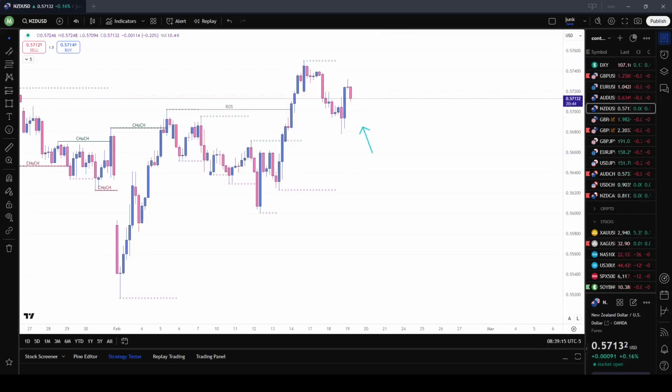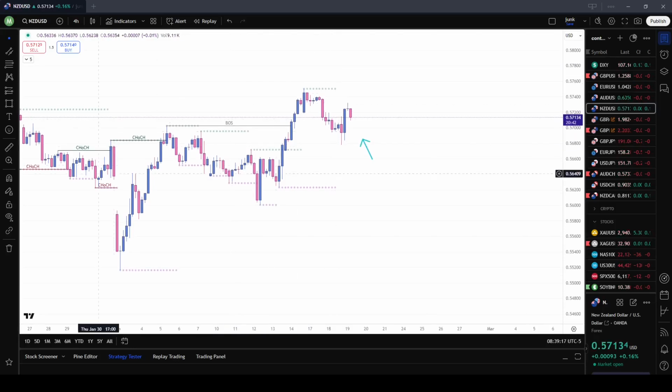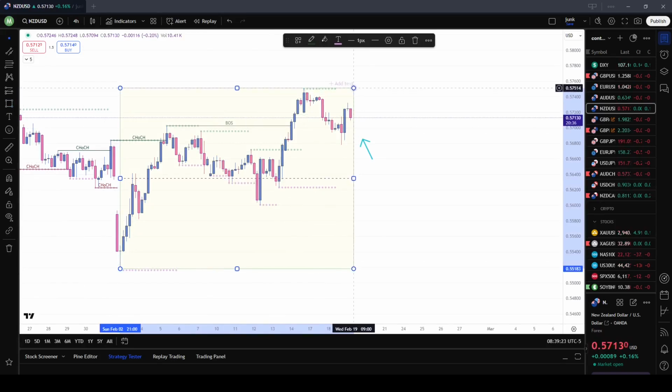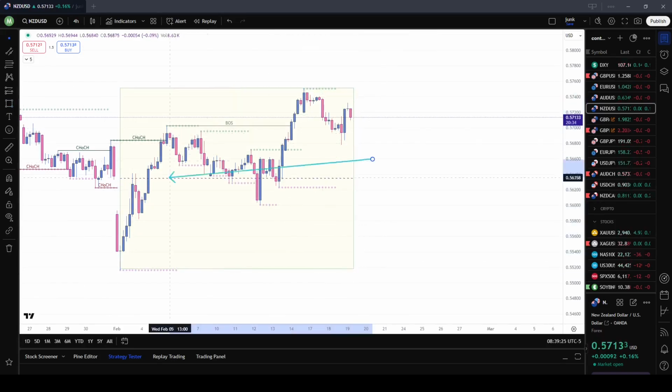NZD USD, similar chart, but it did actually retrace further. Well, let's go ahead and map out the range. From these lows, it broke the highs of the previous structure, made a retrace back with the bull flag, then broke out. Looked like a spring liquidity sweep that caused this, and now that's the top of the range.